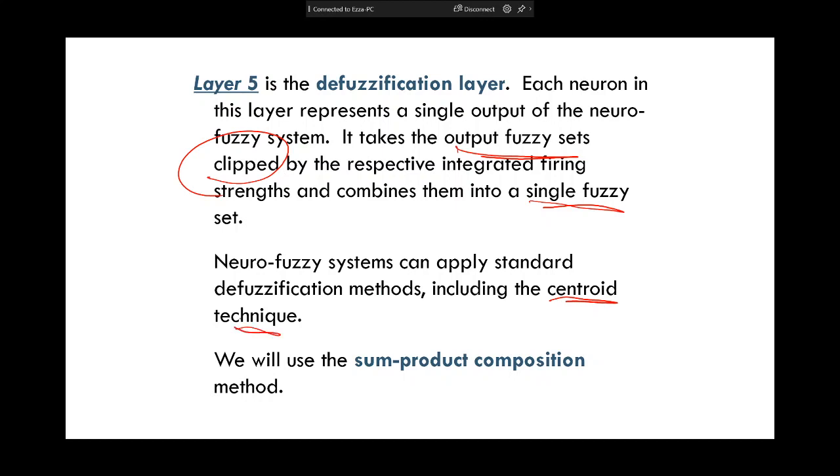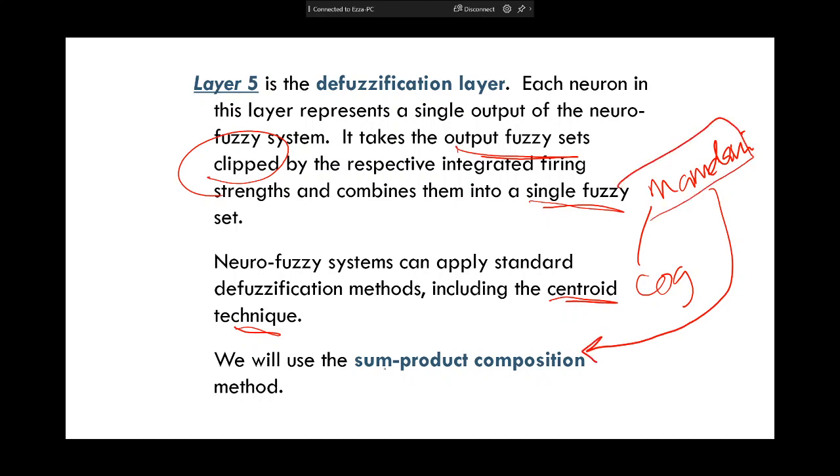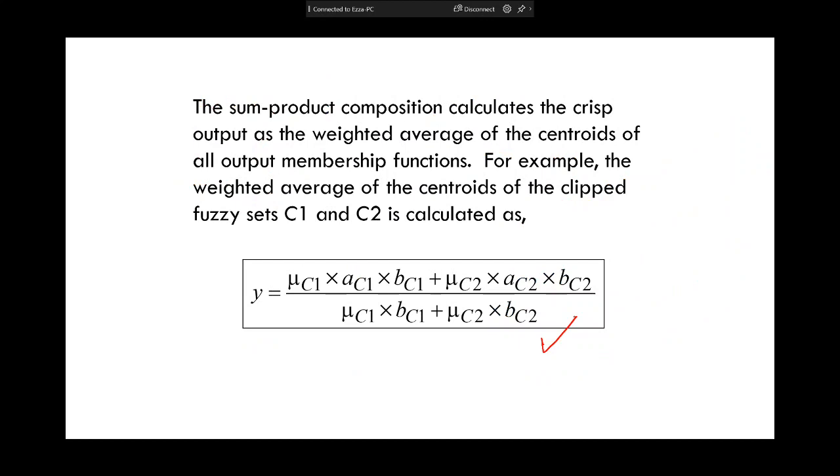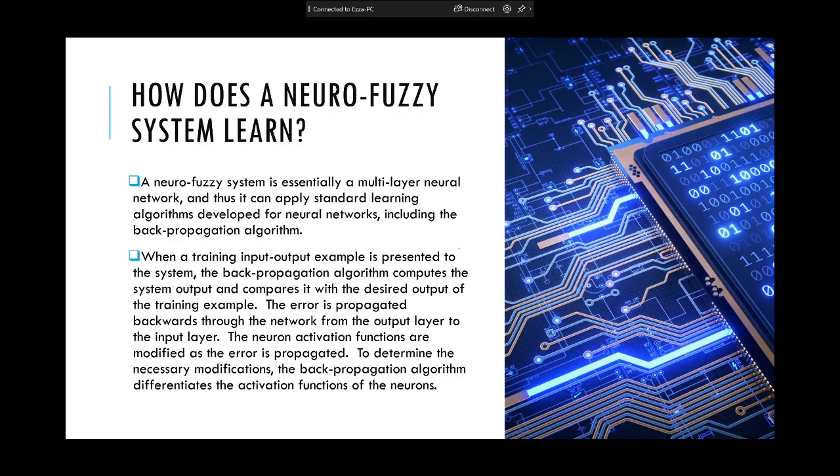So the neuro-fuzzy system can apply a standard defuzzification process. For example, we use the COG method. When we say that we use the COG method, we will use the Mamdani fuzzy inference, and when we use Mamdani, we will use the sum-product composition method, like this. The sum-product calculates the crisp output as the weighted average of the centroids of all output membership functions. For example, we have the weighted average of the centroids of the clipped fuzzy sets C1 and C2, which we calculate like this, using the sum-product composition.